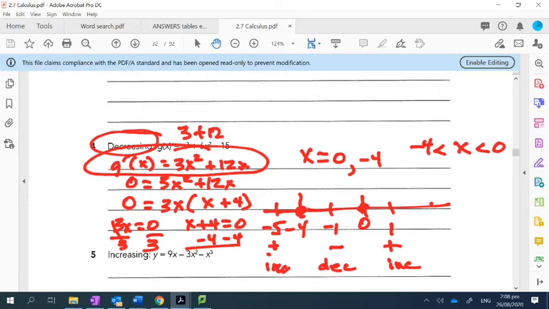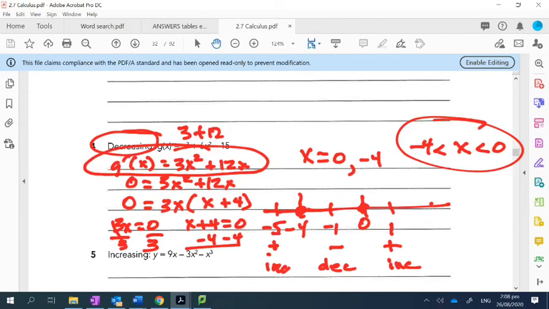Or decreasing, I'm sorry. I keep saying increasing, and I mean decreasing. Okay. All right? So is that the answer? This is the answer. It's decreasing for any x that's between negative 4 and 0. Okay.